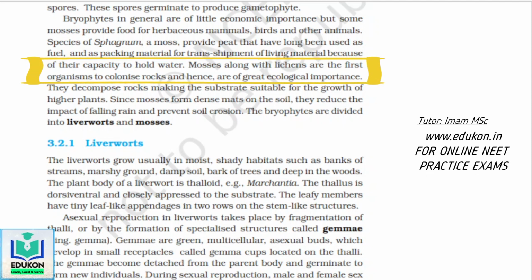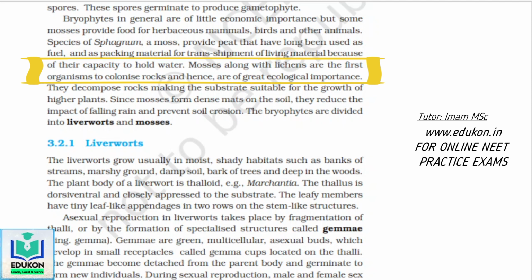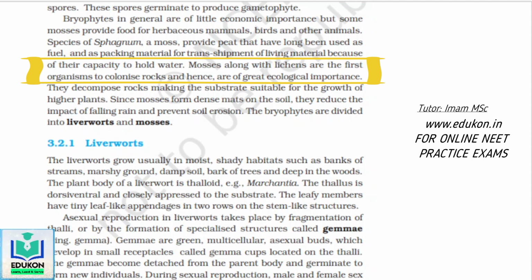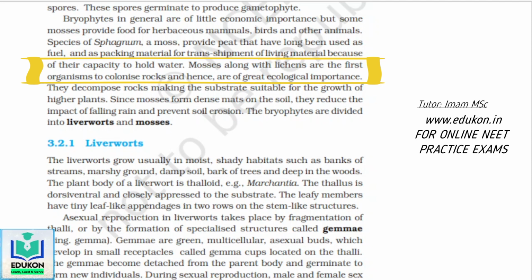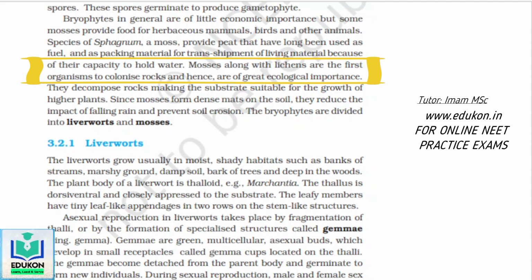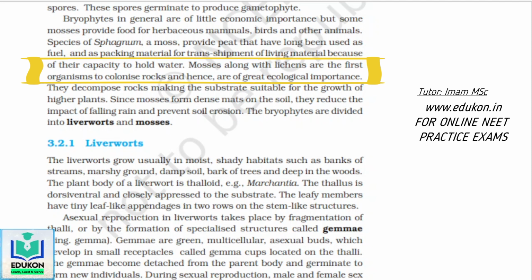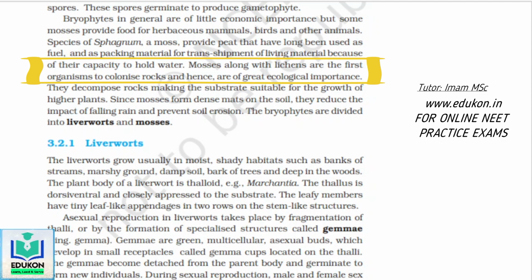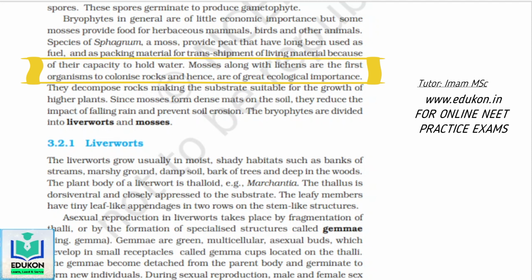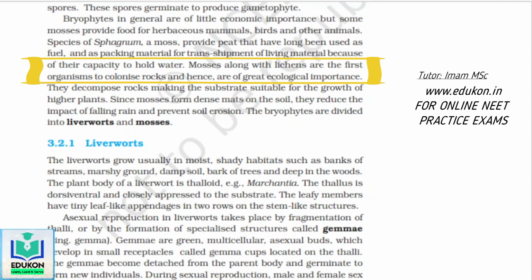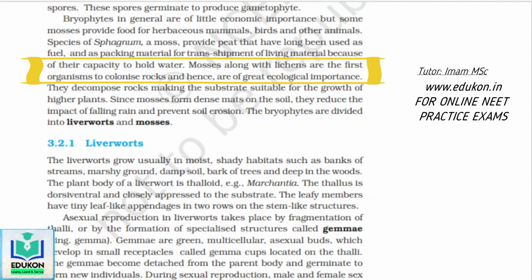Mosses along with lichens are the first organisms to colonize rocks and hence are of great ecological importance. They decompose rocks, making the substrate suitable for the growth of higher plants. I told you earlier that these plants have the capacity to decompose rocks, which makes them suitable for higher plants to grow on them.